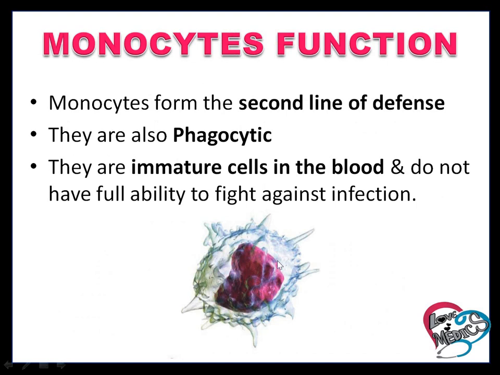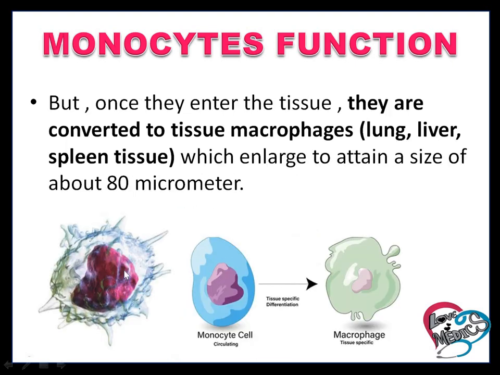Now the functions of monocyte. Monocytes form the second line of defense against infection. Monocyte is also a phagocyte. Phagocyte means it engulfs the foreign body, the antigen. The monocyte in blood is an immature cell, so it does not have the full ability to fight against infection. But once it enters the tissue, it is converted into a tissue macrophage. Monocyte in blood, macrophage in tissue.